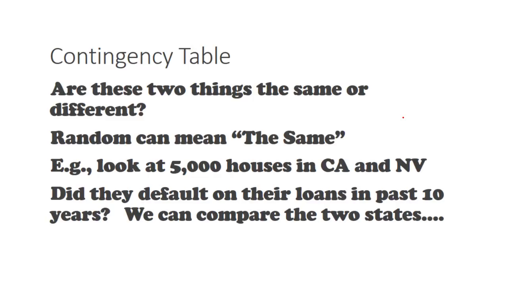So we could look at a whole bunch of houses in California and Nevada and try to figure out if the two states have the same default rates. We could look at 10 states and see if the 10 states had the same default rate.